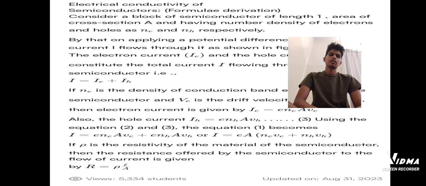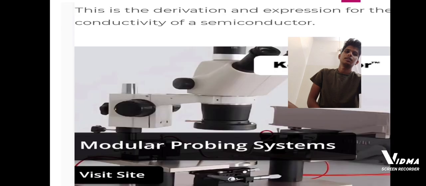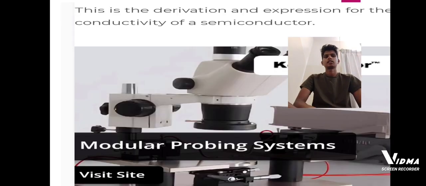Then the resistance offered by the semiconductor to the current is given by R equal to rho L by A. This is the derivation and expression for the conductivity of a semiconductor.